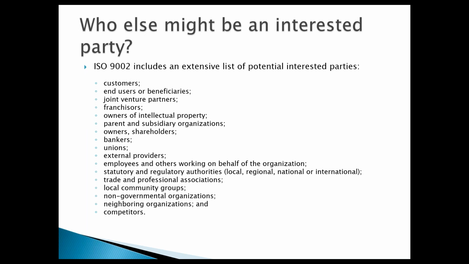Now, 9002 gives a really good comprehensive list of who the possible interested parties might be, even longer than what appears in the 9001 guidance. Things like local community groups, statutory regulatory authorities, shareholders, franchisors, joint venture partners, end users, and so forth.